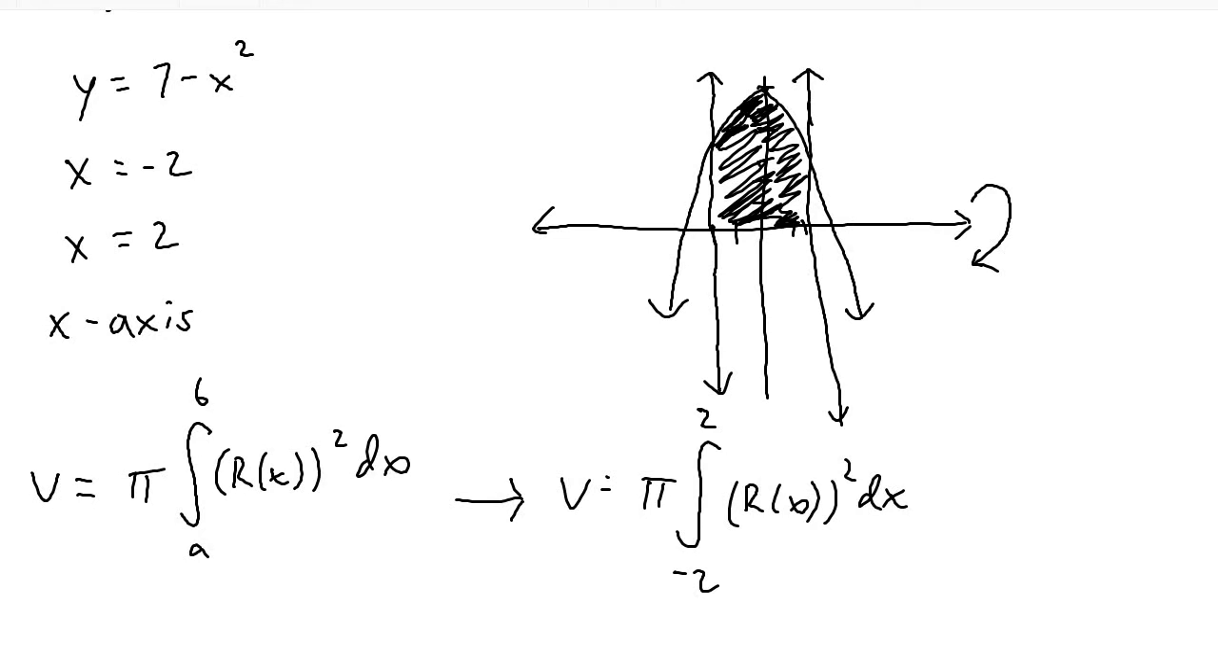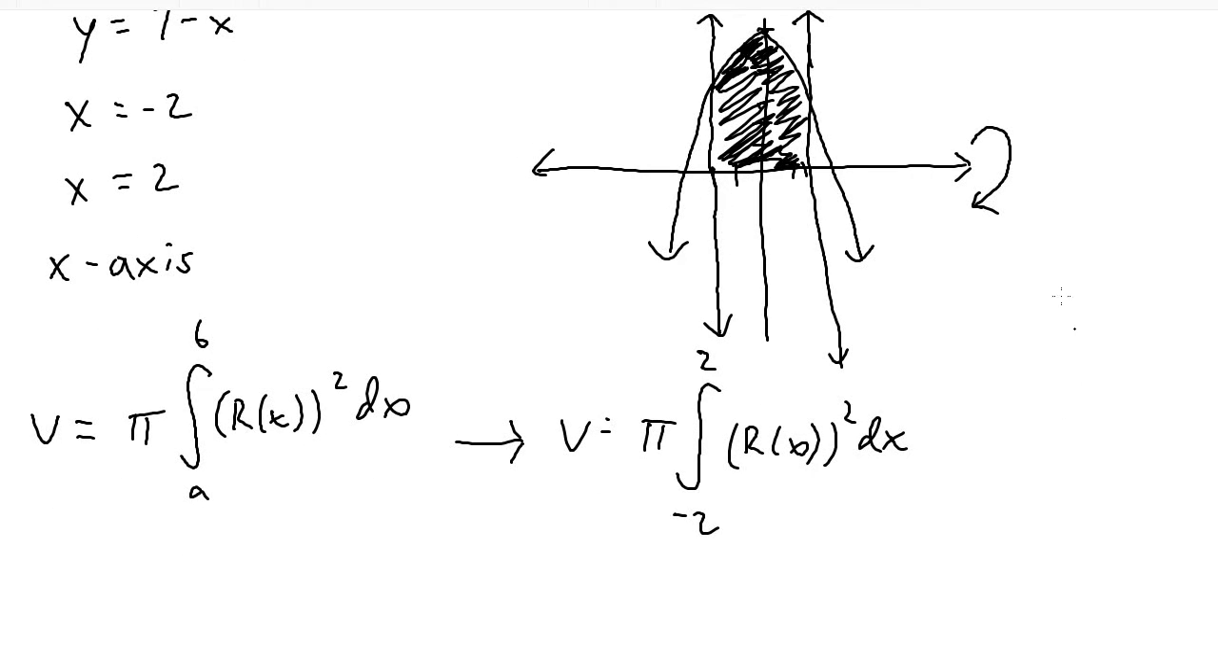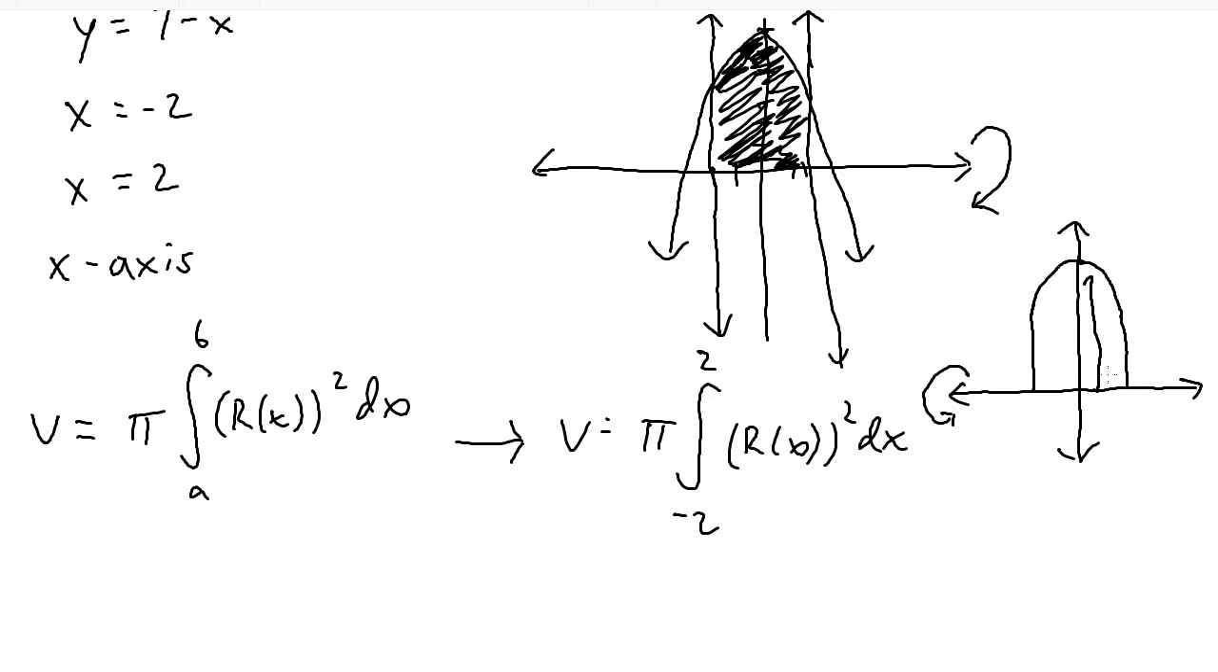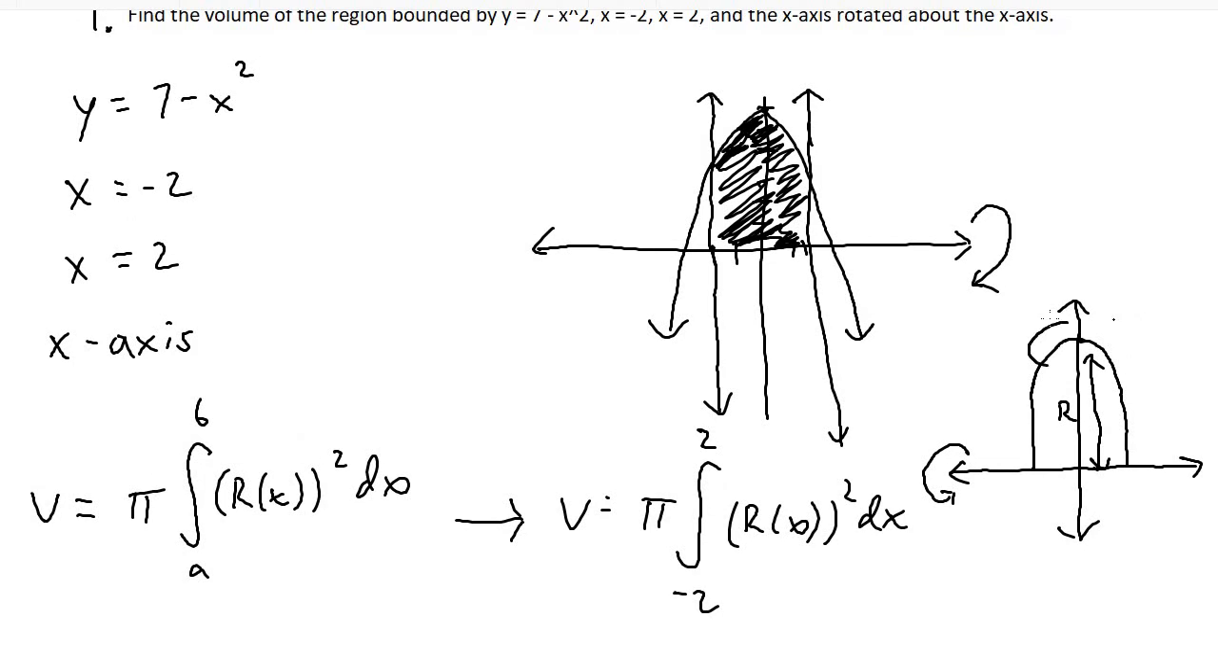Now we need to find what r of x is first. In order to find the radius, I'm just going to draw a close-up of the graph, just the shaded region. If the x-axis is the axis of rotation, we're going to go from the axis of rotation all the way to the outer function. That will be our radius. And the radius is this outer function, which is y equals 7 minus x squared.